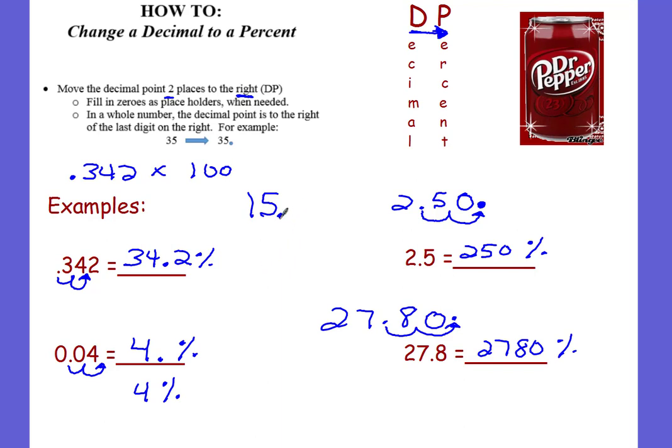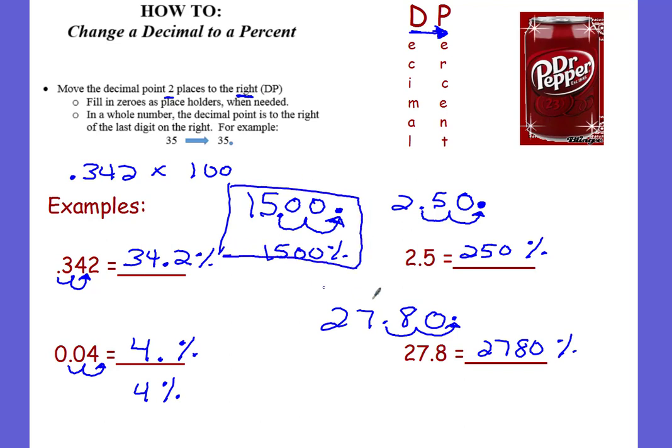Once it's there, then you can move it 1, 2 places to the right. My new decimal goes here. I have 2 holes this time, so I put zeros in both holes, and you get 1500%. That's another example you can put in there.